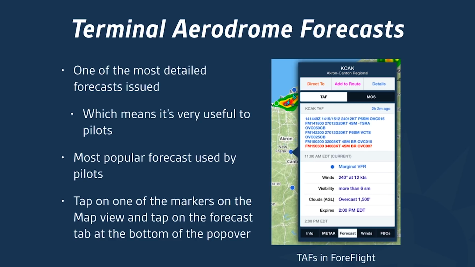So to find TAFs in ForeFlight, you simply tap on one of the markers in the map view. In this case, I'm showing the flight category markers. By tapping on one of those markers, it'll bring up this popover you see on the right. And in that popover, you'll see a forecast tab at the bottom. You tap on that, and that will bring up the TAF for that particular airport, including a decoded version below it. Now, if for some reason that particular airport doesn't have a TAF, you may see nearest TAF instead, and that would be the nearest TAF to that airport.